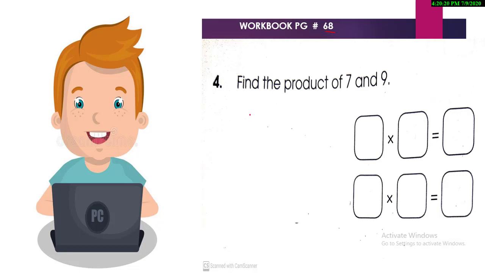So let's do the product. I think now every student knows what a product means. The product of 7 and 9, that we are going to do with the multiplication fact. Okay, so let's write down 9 7s are, or you can swap the places, 7 9s are.